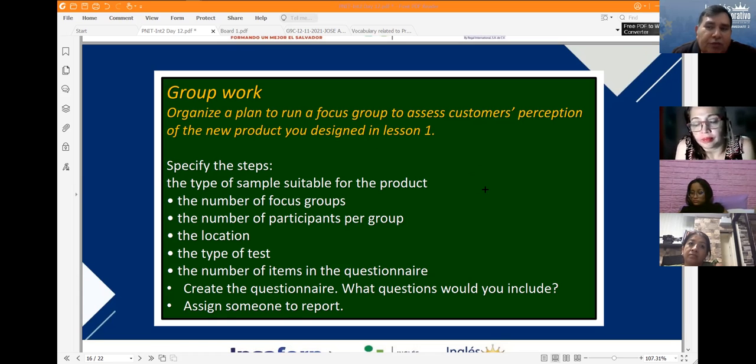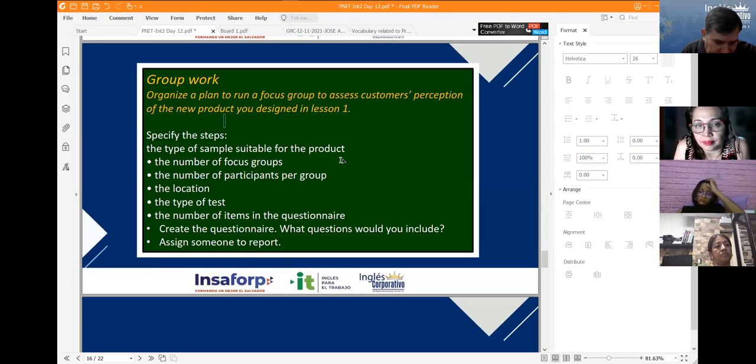Maybe a new design for face masks. Maybe a type of face mask that looks like skin with a beard and a mouth drawn and part of the nose, so people feel like they are not wearing anything. They feel more freedom. Or maybe with a smile on the face. So think about the product. This is the first thing that you have to do. And then you follow the steps.